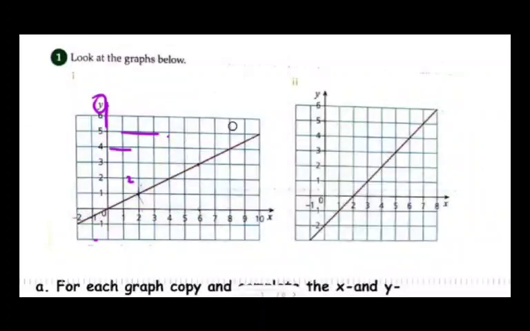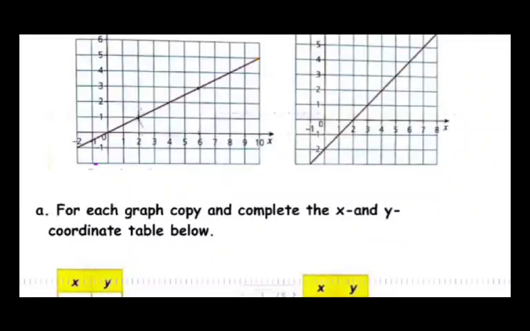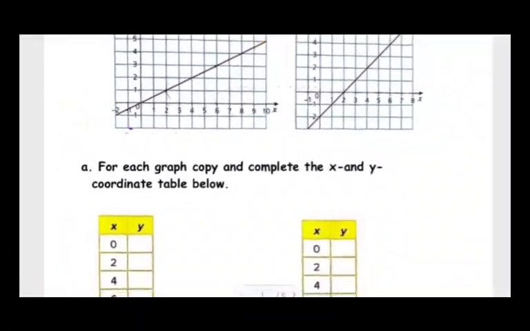So, this is your x-axis, this is your y-axis, this is your gradient, which is formed only after the x and y coordinates meet at a point on the graph. So let's start with the first question now. It says, look at the graphs below. For each graph, copy and complete the x and y coordinate table below. Simple.